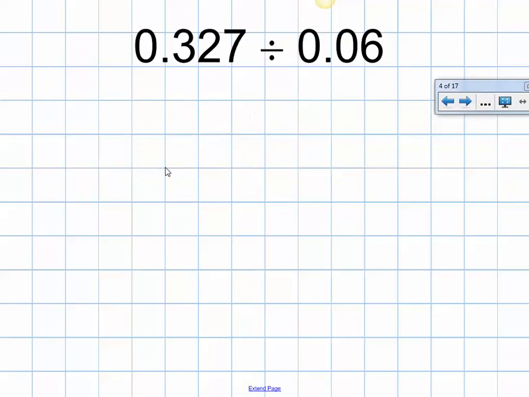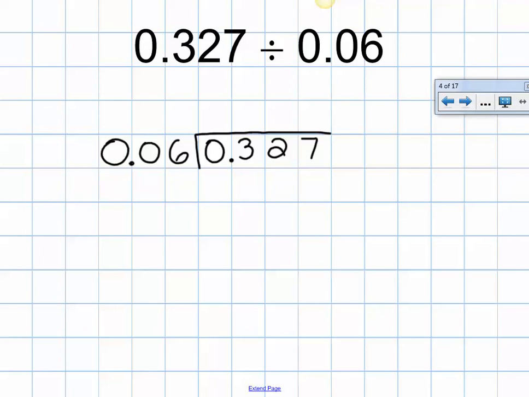So now I have a little bit more complicated a problem. So let's rewrite this again with a division box. My first number is the number that goes inside the house. That's our dividend. Our dividend goes in. So I'm going to write the 0.327, 327 thousandths, inside. And my second number of 0.06 is going to go outside.